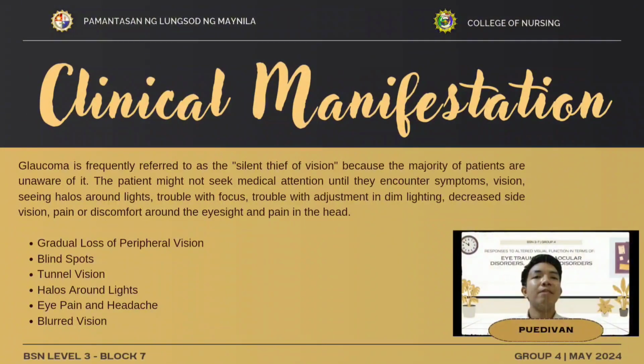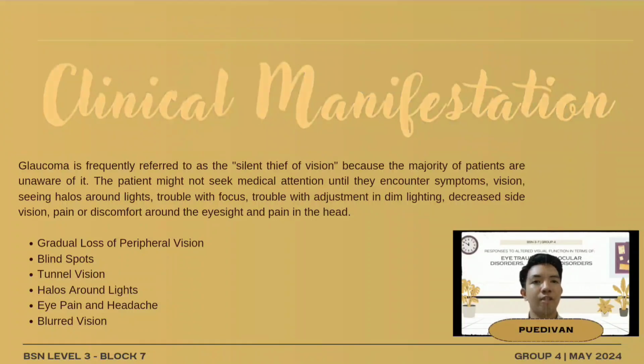Ayan, so ang mga clinical manifestations ng glaucoma or yung tinatawag rin na silent thief of vision because the majority of the patients here are unaware of their condition. So unknowingly, they remain unaware of the disease na nangyayari sa kanila until nagkakaroon na ng changes or nanonotice na yung changes doon sa kanilang vision. And yung pag-decrease ng kanilang eyesight. So ito yung mga gradual peripheral vision loss, blind spot, tunnel vision, halos around lights, eye pain and headache or yung mga nausea and vomiting, and of course yung blurred vision.